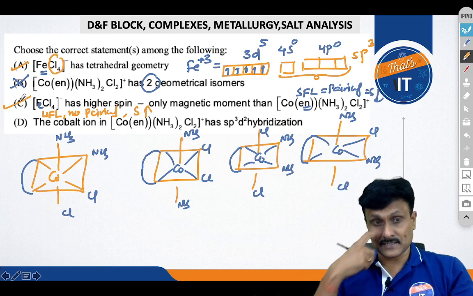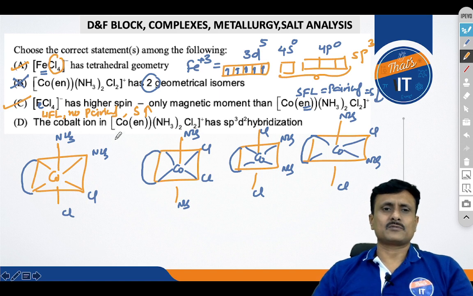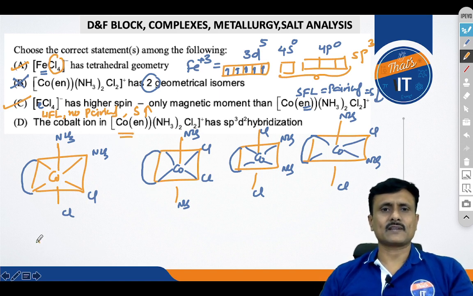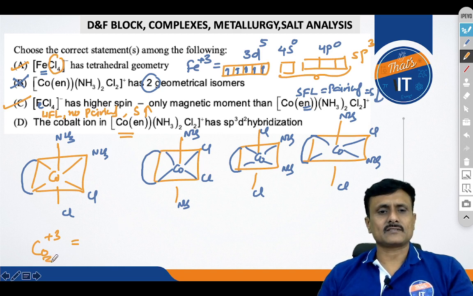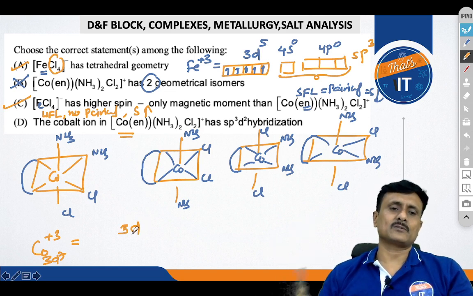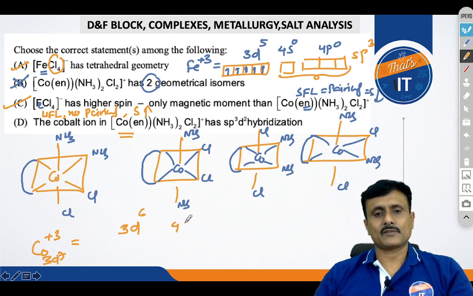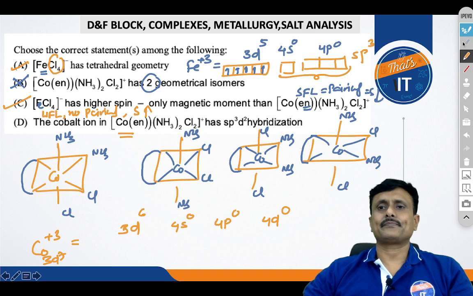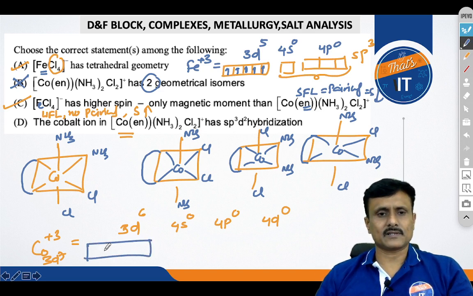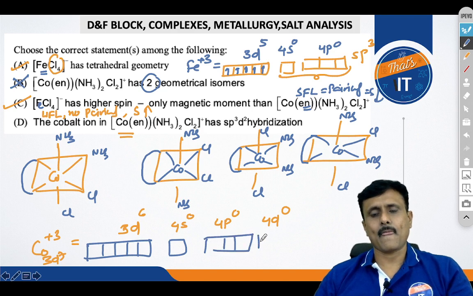I want you to check it out. So cobalt, you have to check it again. You have to write the oxidation numbers. Cobalt is +3. Cobalt is actually 3d7, but it will become d6, because you have removed 2 electrons from 4s and 1 electron from 3d, isn't it? So 3d6, 4s0, 4p0, 4d0. Alright, so repeatedly I am discussing the same, similar questions, isn't it?